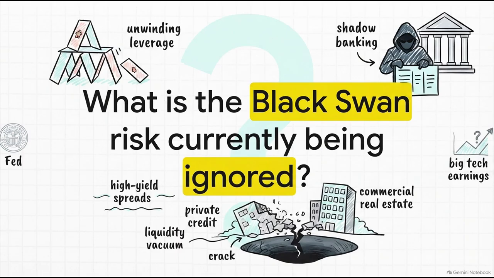So what is the black swan tail risk the market is completely ignoring right now? While everyone is staring at the Fed and big tech earnings, the real danger is a shadow banking liquidity vacuum. High yield spreads look calm today, sure, but if a crack forms in private credit or commercial real estate because of these high rates, it could trigger a catastrophic chain reaction of leverage unwinding overnight. Do not let today's calm fool you. When the tide of liquidity rolls out, any asset without fundamental backing is going to be ruthlessly liquidated.